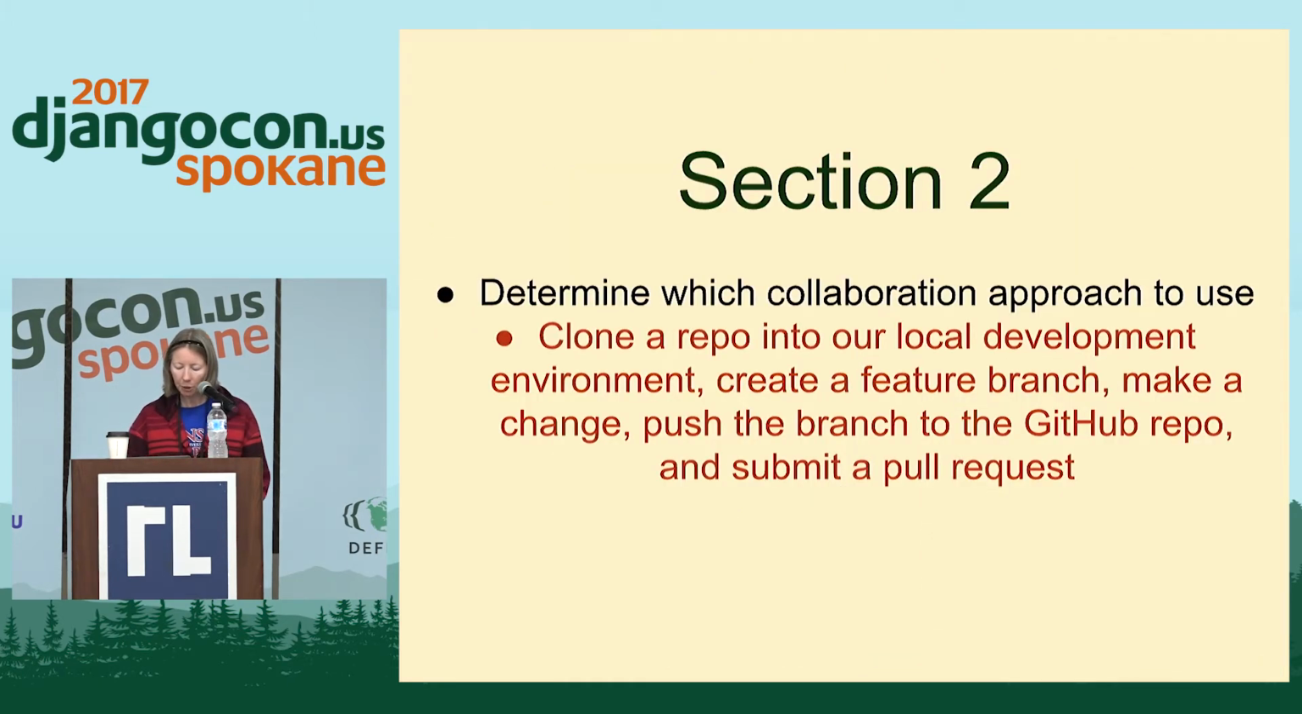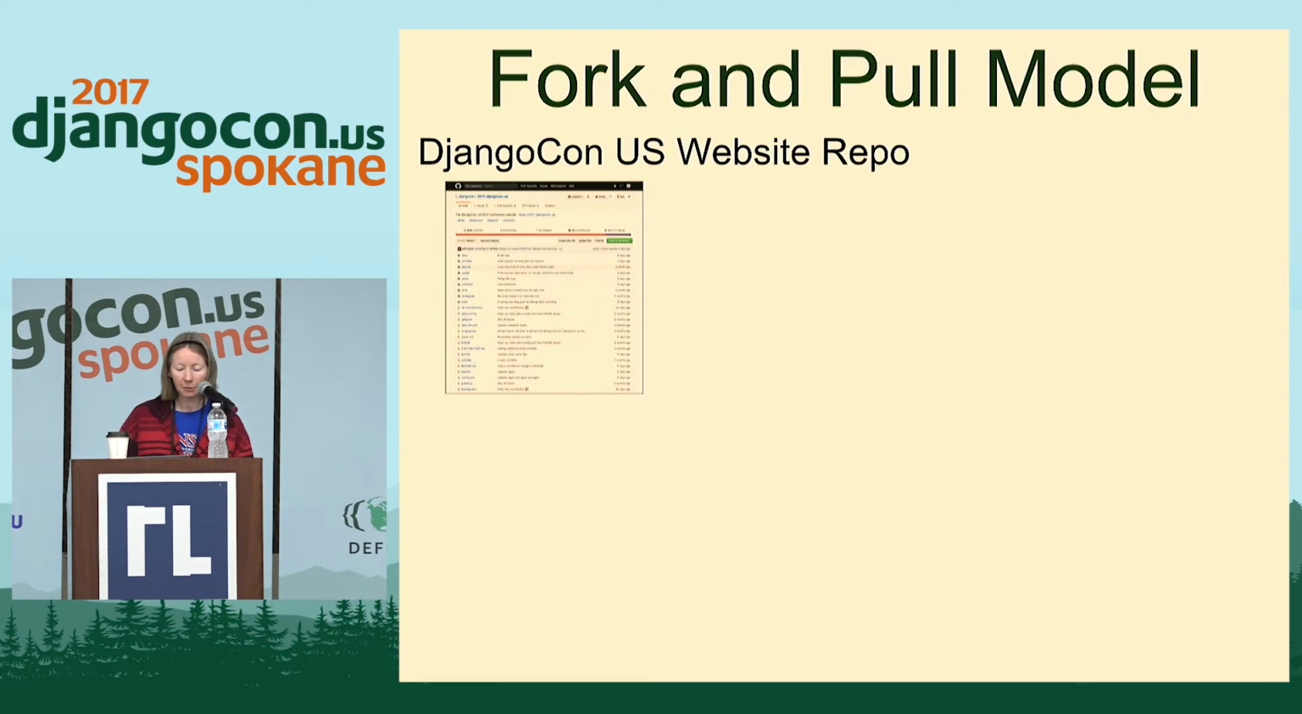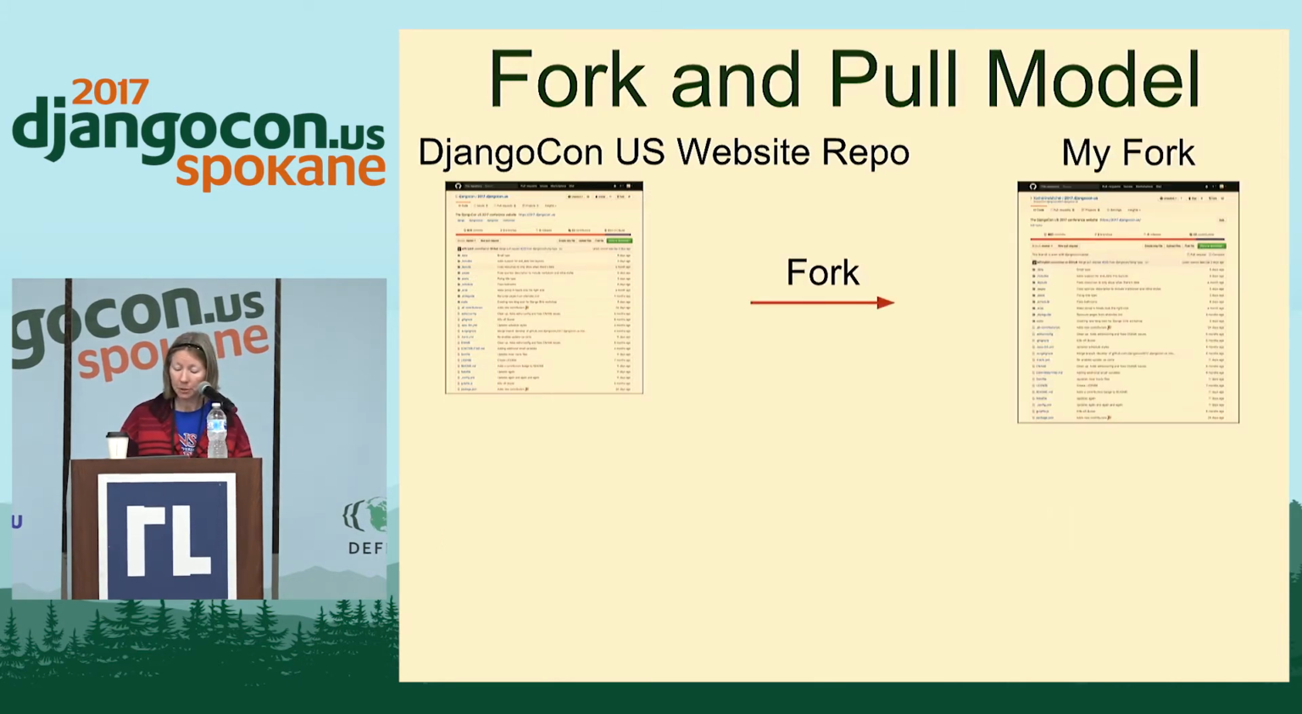So now we're going to clone a repo into our local development environment, create a feature branch, make a change, push the branch back to GitHub, and submit a pull request. So I made a couple of diagrams that I hope will give you an idea of what the process is like, depending on which collaborative development model you're using.